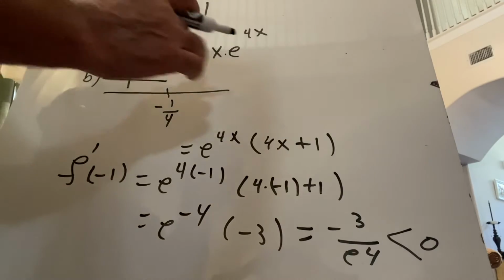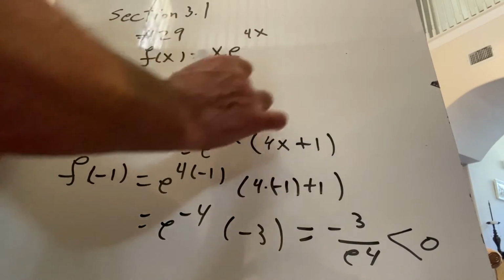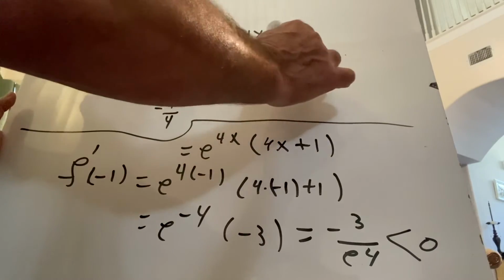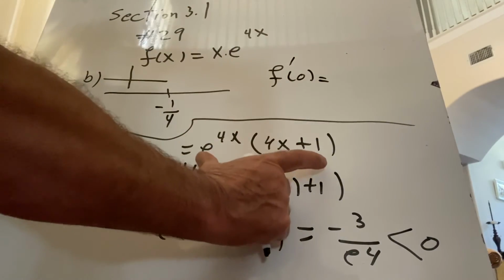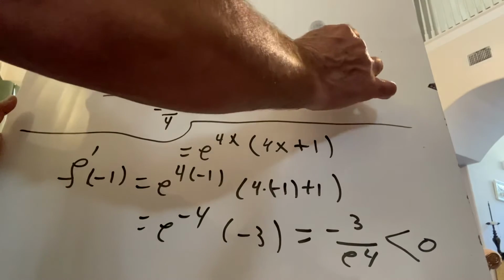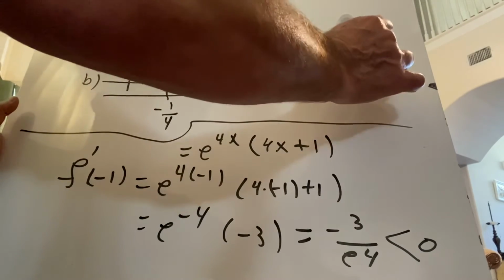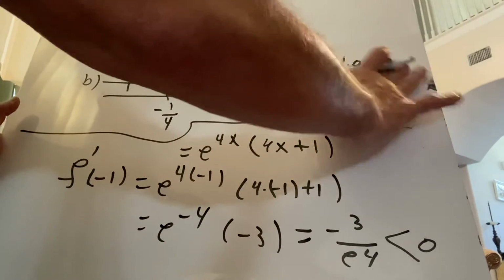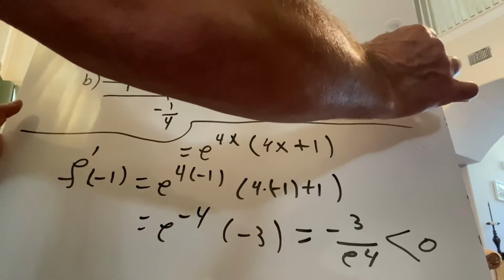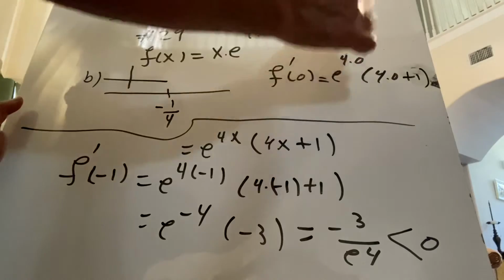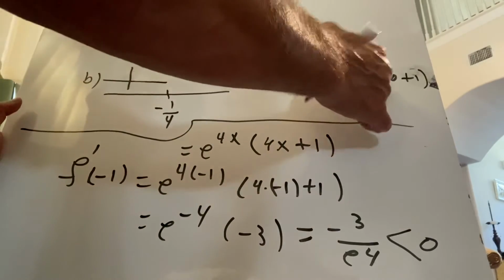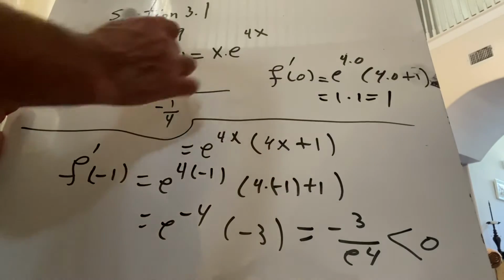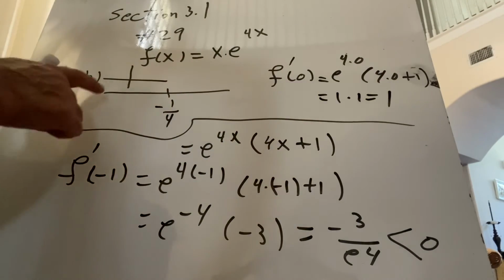So if you evaluate f prime of 0, don't forget this was our f prime of x, it becomes e to the 4 times 0 times 4 times 0 plus 1. So, of course, e to the 0 is 1. Anything to 0 is 1. 4 times 0 is 0. 0 plus 1 is also 1. So 1 times 1 is 1, which means your actually, this was negative, sorry.